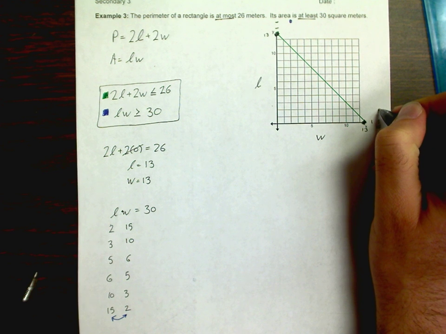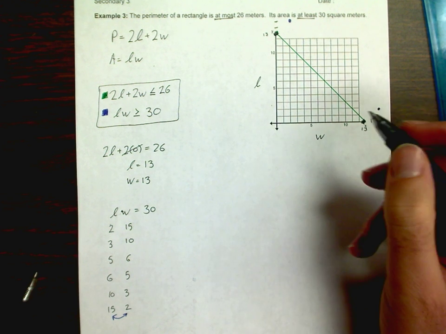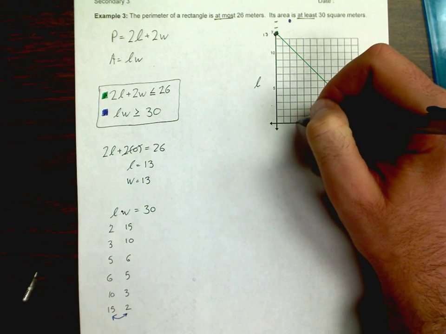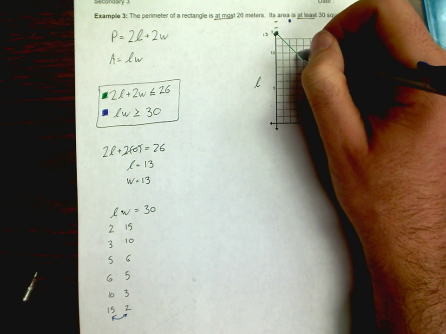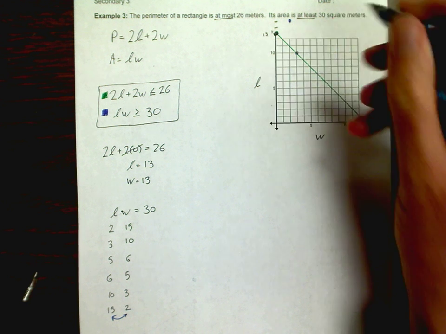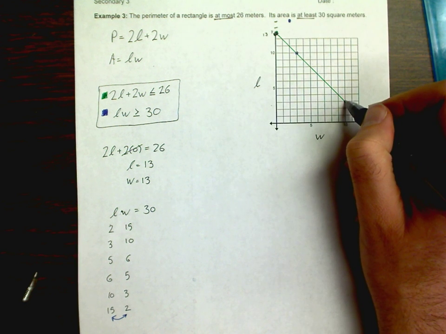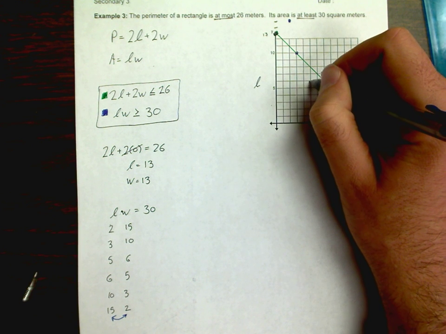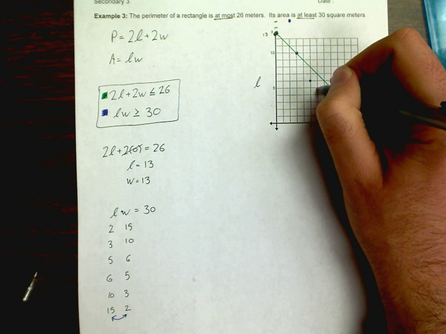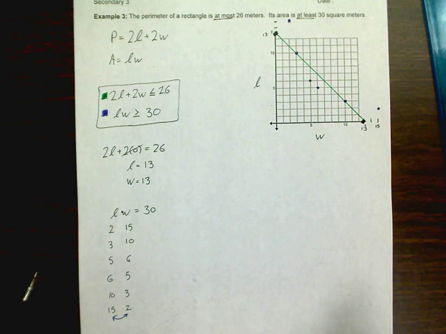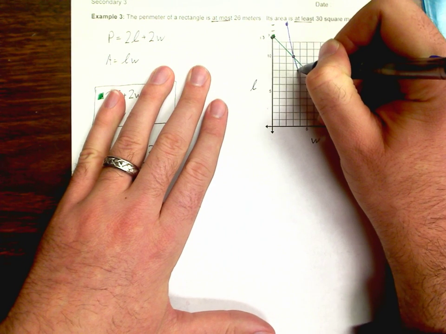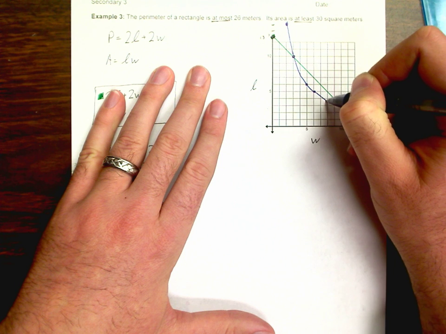Then I've got the 3, 10 and 10, 3. So 1, 2, 3, up 10, over 10, up 3. Then I've got 5, 6, and 6, 5. Now that doesn't look like much, but it is curving. Hopefully you can see that. And we're just going to connect the dots in a nice rounded curve. Yeah, that was pretty good.